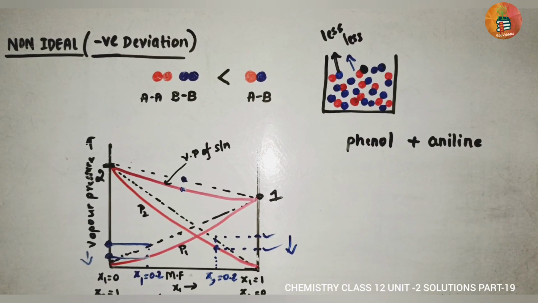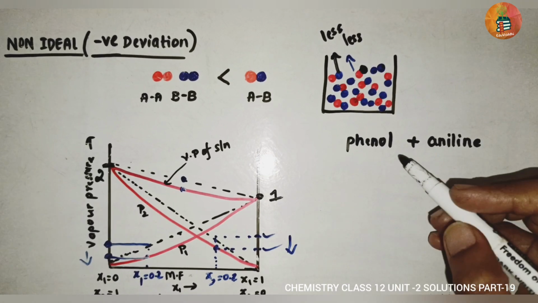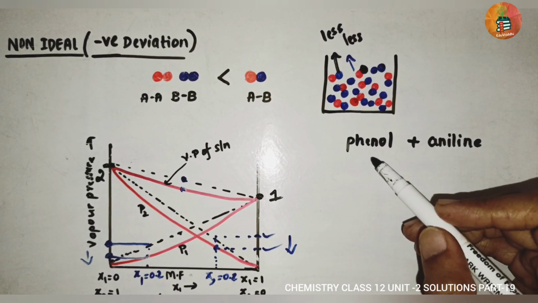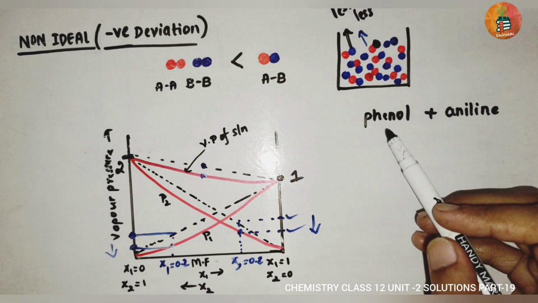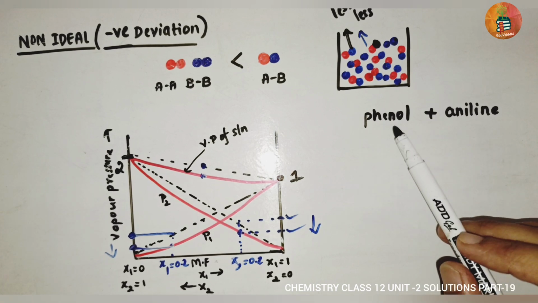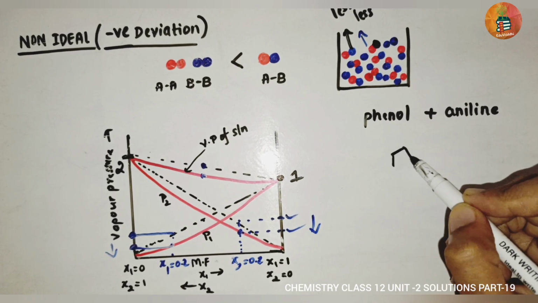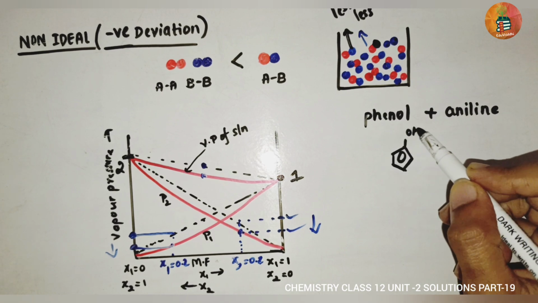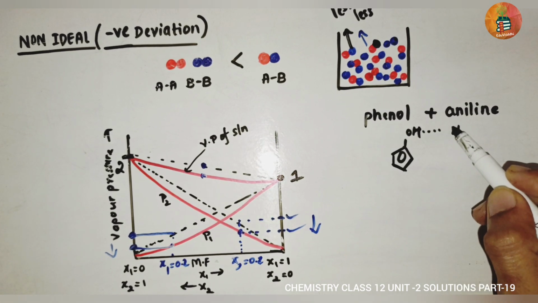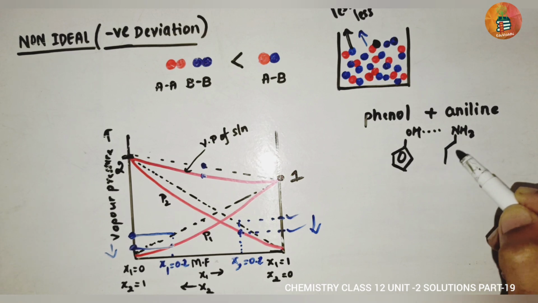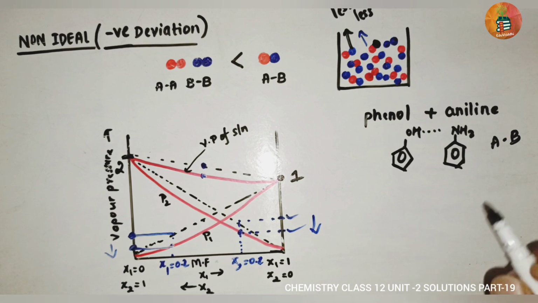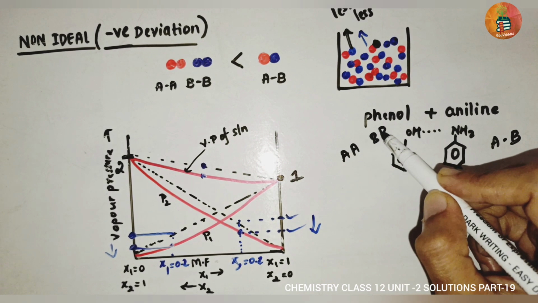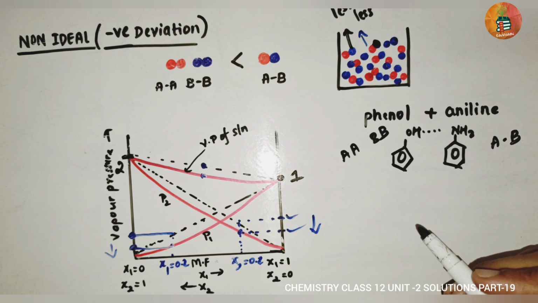The example for a solution showing a negative deviation is phenol and aniline. In phenol, there is intramolecular hydrogen bonding. In aniline also there is intramolecular hydrogen bonding. But the intermolecular hydrogen bonding between phenol and aniline will be more. So if you take phenol, there will be intermolecular hydrogen bonding between the lone pair of nitrogen of the aniline and the hydrogen of the phenol. So this AB interaction will be dominant when compared to AA or BB interaction. Okay, so that's why this phenol and aniline mixture shows negative deviation from Raoult's law.